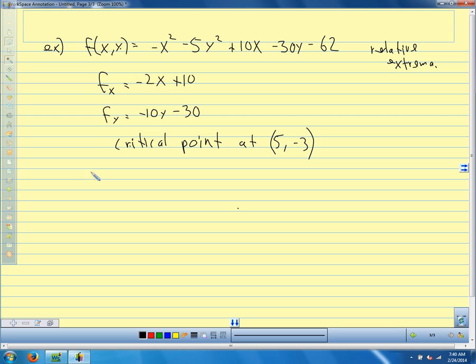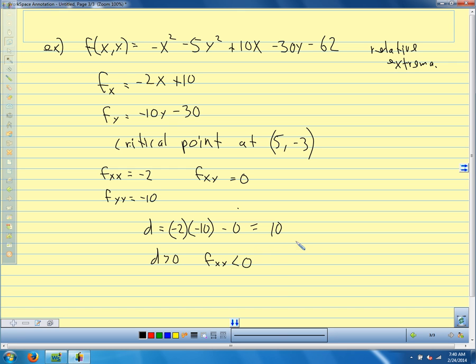Then we run our second partials test. So we need f sub xx. The second partial with respect to x is negative 2. f sub yy is negative 10. And f sub xy, the mixed partial here, is 0. So D is negative 2 times negative 10 minus 0. So our condition here: D is greater than 0, f sub xx less than 0, at our critical point, f of (5, negative 3).